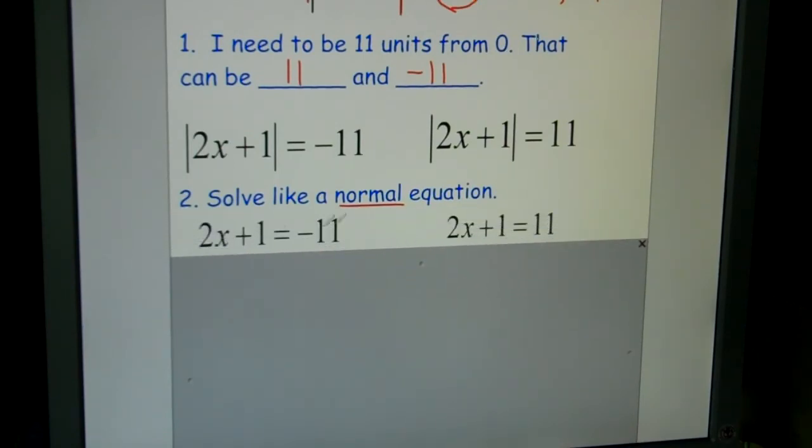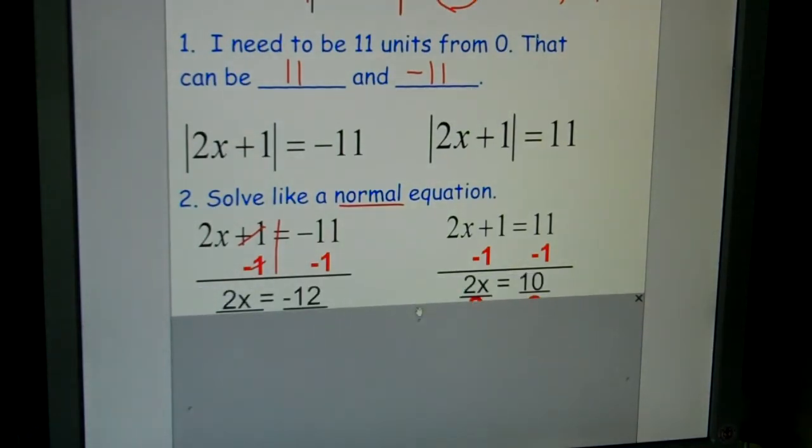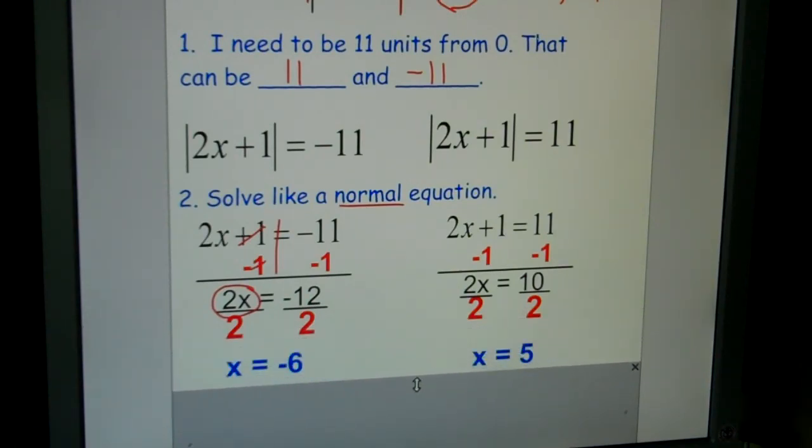All right, here we go. Here's the first one. 2x plus 1 equals negative 11. 2x plus 1 equals 11. You take a moment and solve both, because I'm just going to pull this down and show you what it looks like. All right, here we go. We had to do minus 1 from both sides. Minus 1, minus 1. These cancel. I'm left with 2x equals negative 12. I need to isolate this variable. Divide by 2. Divide by 2. x is equal to negative 6.